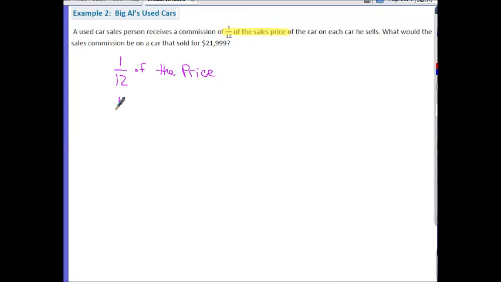So we know 1/12 is 1/12, and we just learned that of means to multiply, and we were actually told that the price of the car is $21,999. So really all this is telling us is that we are just going to multiply 1/12 times $21,999. And when we do that, we get $1,833.25. So that is going to be his commission on this car sale.